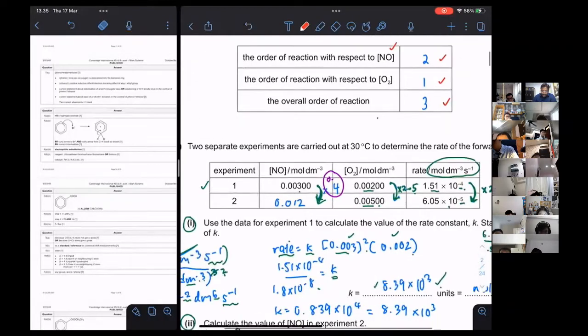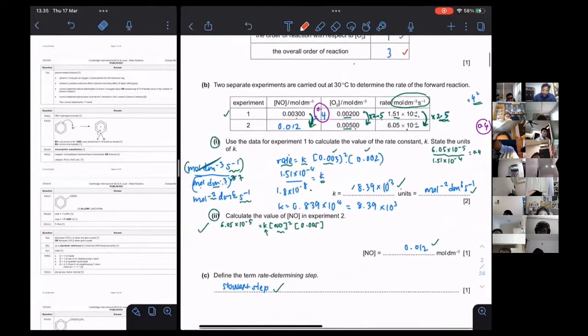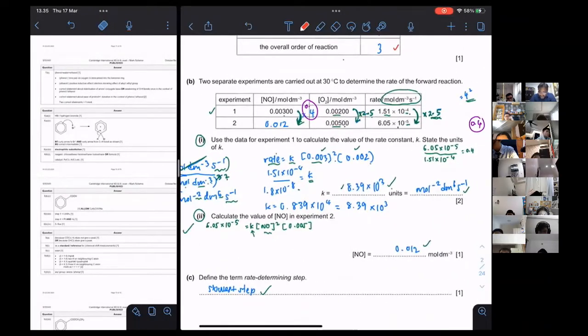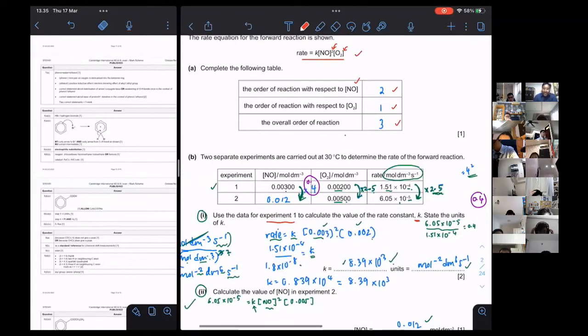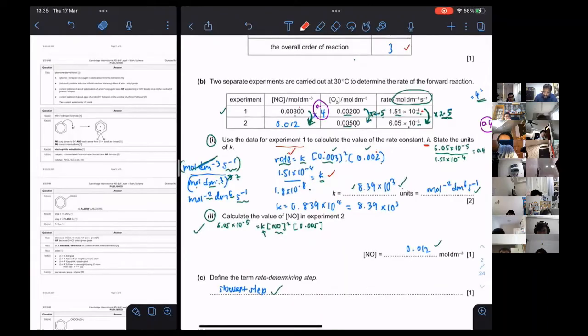For now, look at the second question over here. Two separate experiments are carried out at 30 to determine the rate of forward reaction. They are asking you to look at experiment number 1 to calculate the value of the rate constant. Using all the data that you have over here and the equation over there, you just need to substitute. Put in the rate, use this value, put all these values over there, and calculate what K is.